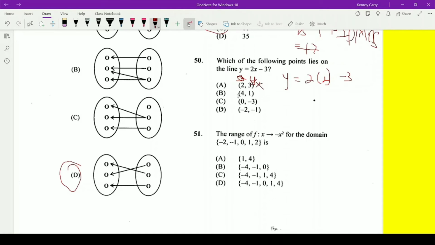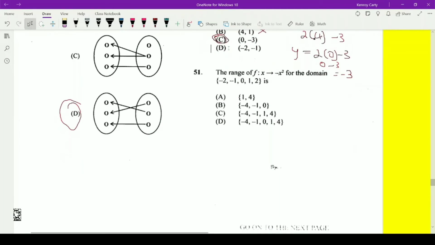What about 4, 1? 2 times 4 minus 3. 2 fours is 8. And 8 minus 3 is 5. So this is out as well. What about C? 0, minus 3. So y equals 2 times 0 minus 3. 2 times 0 is 0. Minus 3 is minus 3. So we put in 0, we get out minus 3 as y, which makes it option C as in cat. Once we get the answer, there's no need to move to the next one because we would have known the answer already. Alright, let's go again.